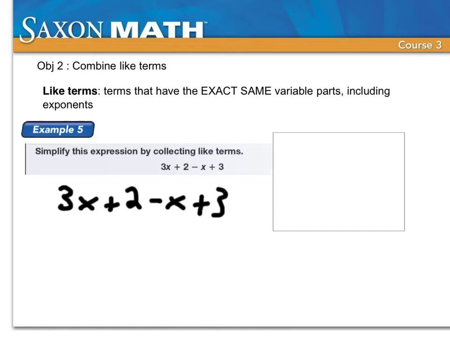Okay? Now, I always like to tell what terms are alike by putting them in boxes or circling them or something to show they're alike. So there are terms that have the exact same variable parts. So if I look at all the terms here, I've got 3x, a 2, a negative x, and a 3. Well, x's are the same as each other. Okay? X's and x's, they sound the exact same. So those are like terms.